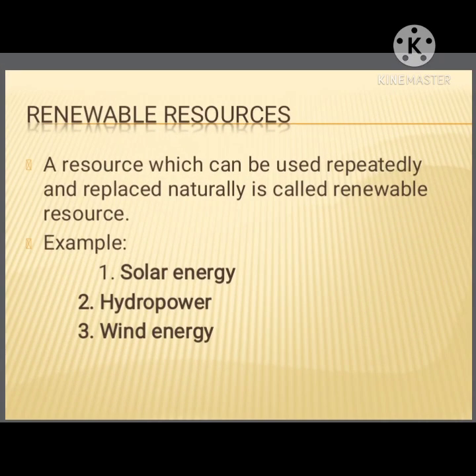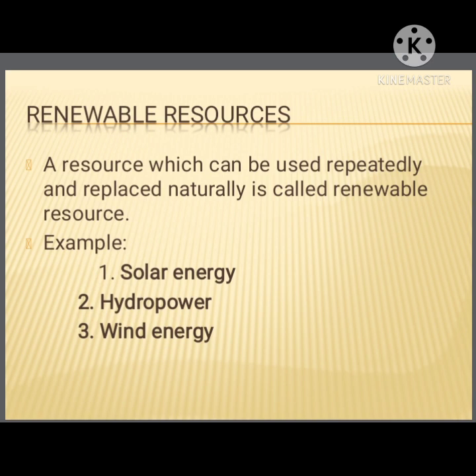Okay. Next one is renewable resource. That is a resource which can be used repeatedly and replaced naturally is called renewable resource. That is, if you use it once, we can use it again and again. That is called reusable. For example, we are breathing regularly, isn't it? So if we breathe again and again, does the air get exhausted? No, it gets renewed, isn't it? That's why it is called renewable resource.